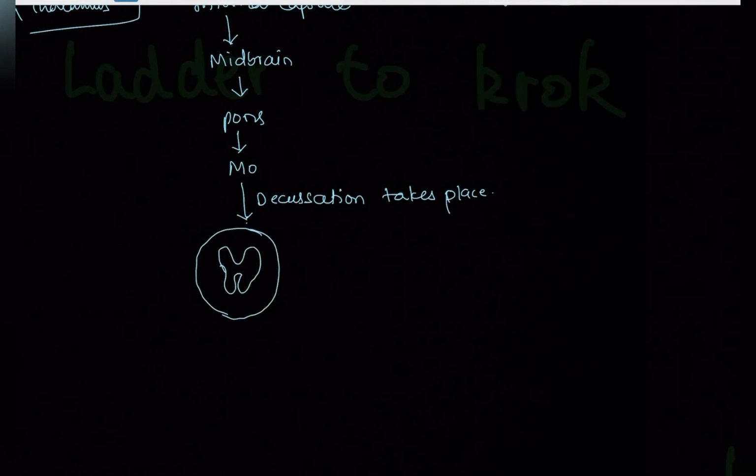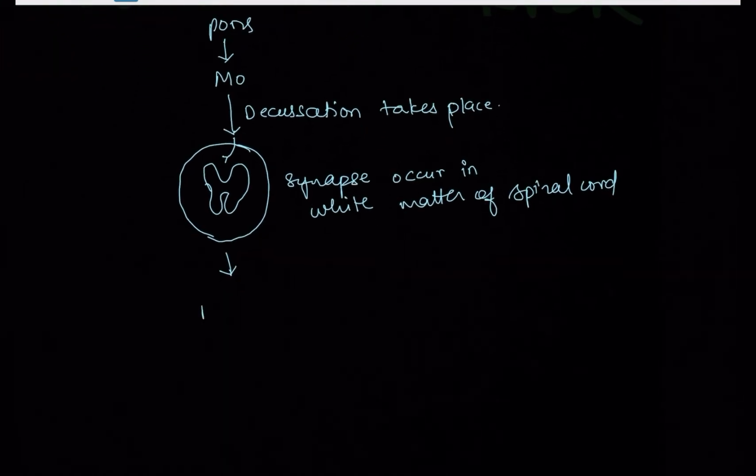So here the neuron is coming in, synapsing. So synapse occurs in the white matter of the spinal cord. Where does it occur? In the white matter of the spinal cord. Now this impulse will move to the anterior horn cell. Why the anterior horn cell? As I said in the previous video, the anterior horn cell, or the anterior column of the spinal cord, is responsible for your motor functions. The posterior, or the dorsal, is responsible for your sensory, right? So it moves to the anterior horn cell.